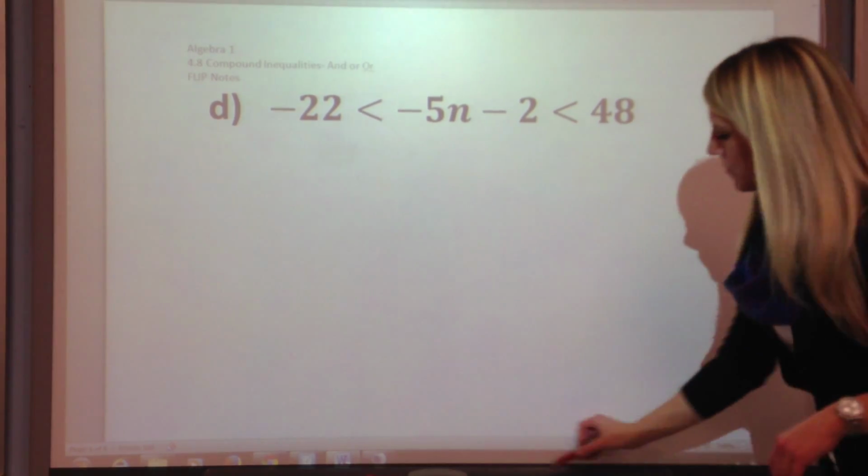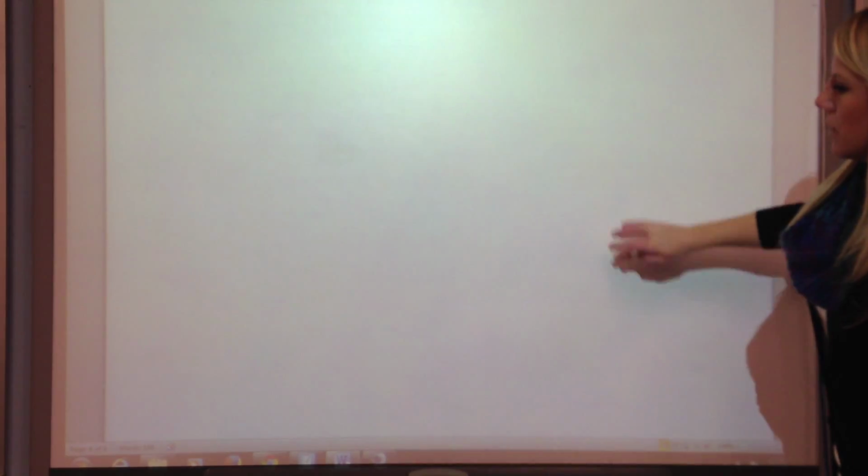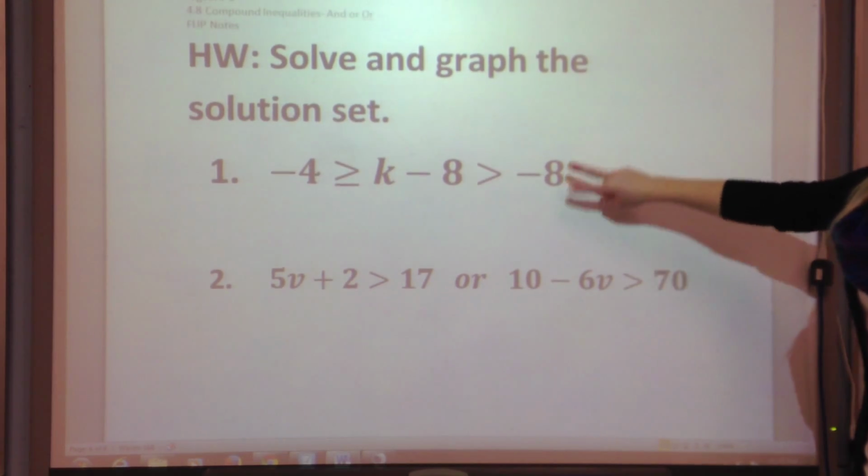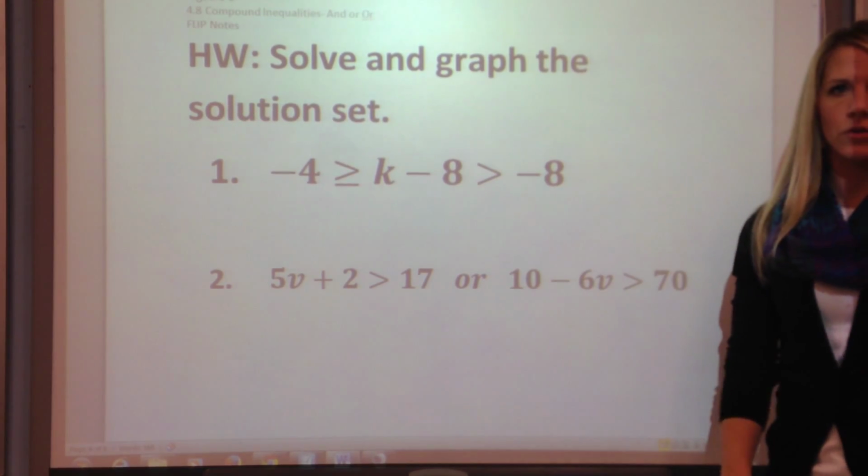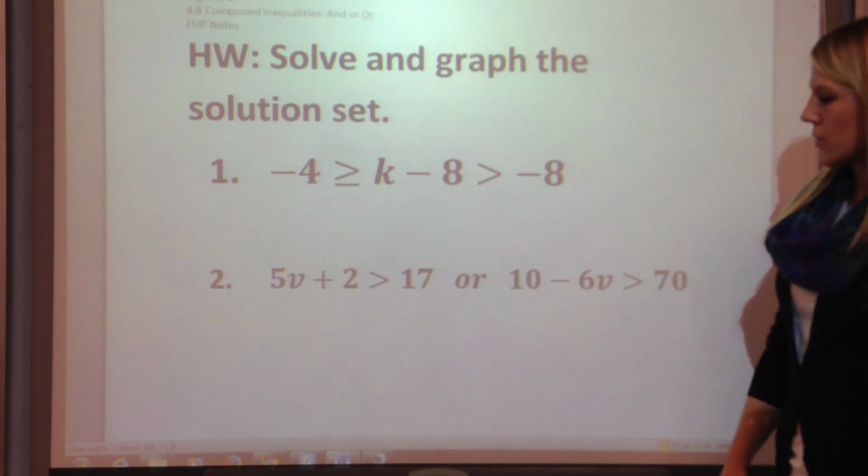All right, for homework, you are going to solve both of these inequalities and graph their solution sets. Check them tomorrow, and we will continue with this tomorrow in class.